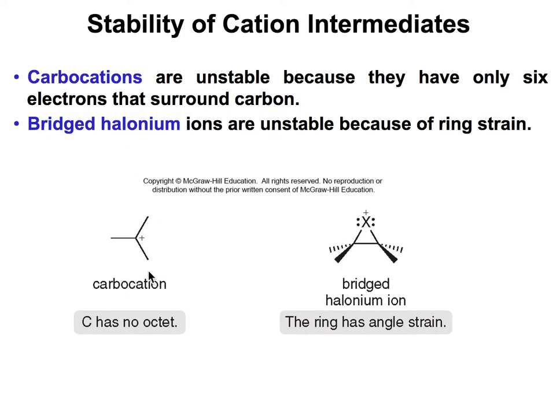So you see here, we compare the stability of a carbocation, which is unstable because it doesn't fulfill the octet, so it doesn't have the octet full. And we have the bridged halonium ion, which is not very stable because of that ring strain that I was talking about. It has a three-member ring, which is very, very tight.